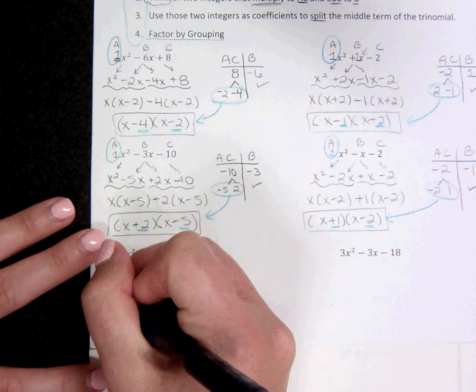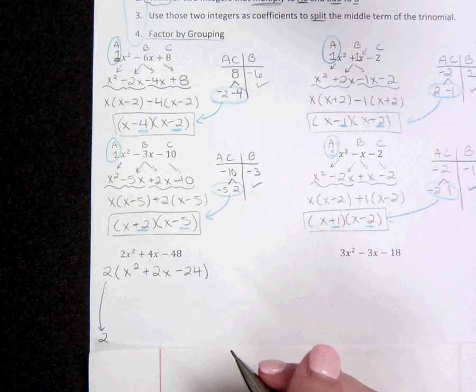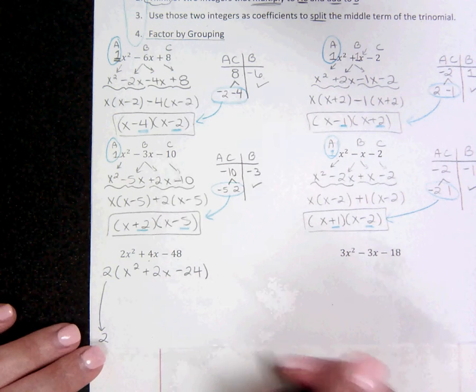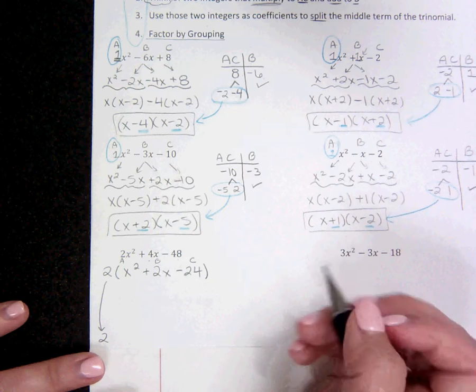The 2 I took out is going to end up in our final answer, so I always bring it down. You don't want to leave it out or forget about it. It is part of the answer. But we're going to use the AC method with the leftovers.